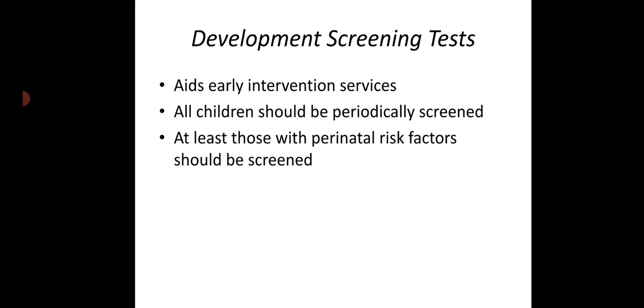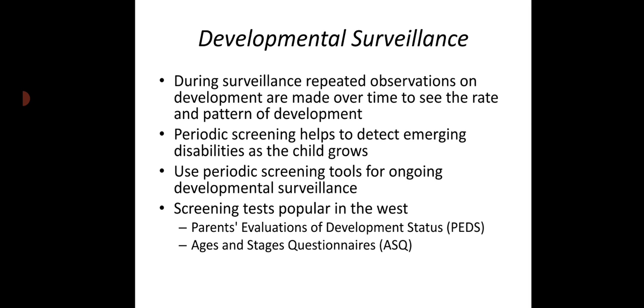Development screening test. It aids early intervention services. All children should be periodically screened, at least those with perinatal risk factors. Developmental surveillance. During surveillance, repeated observations on development are made over time to see the rate and pattern of development. Periodic screening helps to detect emerging disabilities as the child grows. Use periodic screening tools for ongoing developmental assessment.